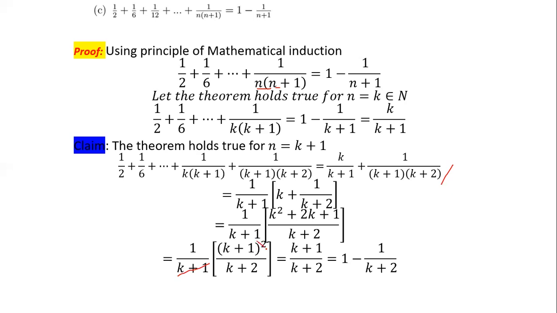So k plus 1 squared, we have 1 over k plus 1, so this k plus 1 can cancel one of the two factors, that is k plus 1 here. So what's left here is k plus 1 over k plus 2. If we take the long division method for this one, we can obtain 1 minus 1 over k plus 2, which is the expected one. Therefore, the theorem holds true for every k or for every natural number.